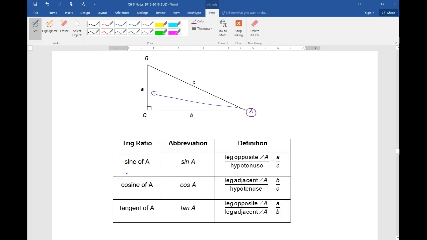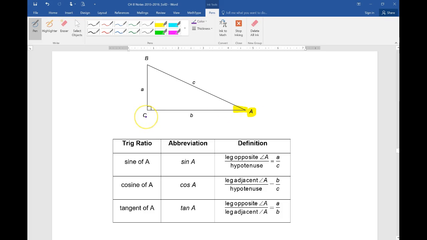In order to find these trig ratios, you have to focus on one of your angles. So we're going to pick our angle A here. That's going to be the angle that we're focusing on. Which one you focus on really depends on the problem that you're solving. So right now we're focusing on this angle A.